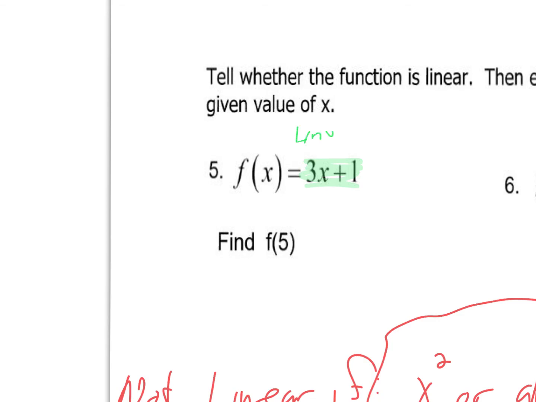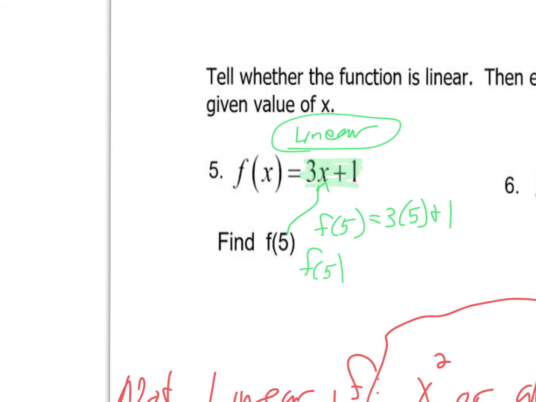So this is linear. Okay. Now they find f of 5. So we're going to put 5 in for x. So f of 5 is equal to 3 times 5 plus 1. Therefore, f of 5 is equal to 15 plus 1. Therefore, f of 5 is equal to 16. Okay? So there's that one.